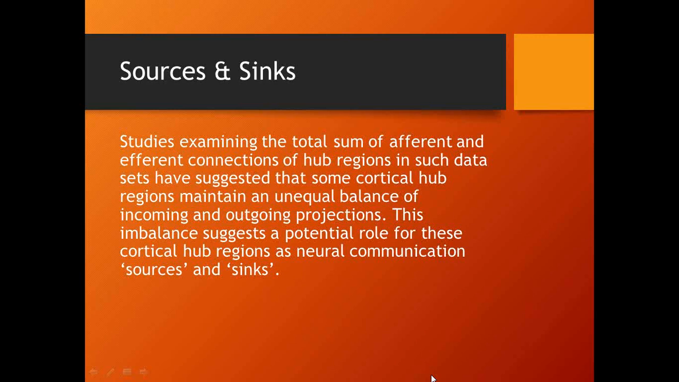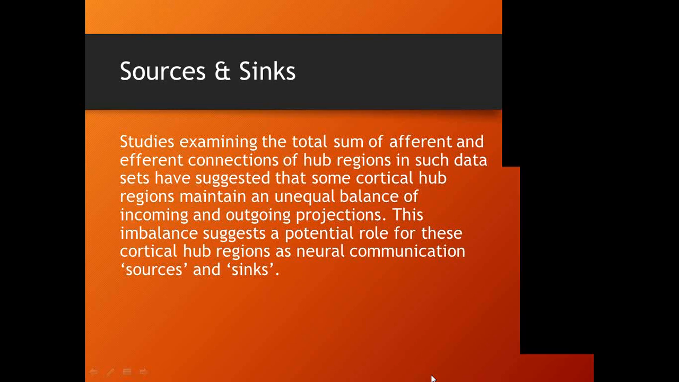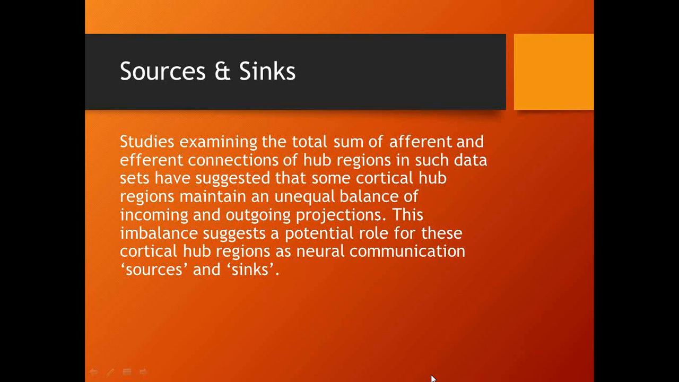suggested that some cortical hub regions maintain an unequal balance of incoming and outgoing projections. So this suggests a potential role for cortical hub regions as neural communication sources and sinks. Well, this is not just a suggestion. There are a lot of people running with this idea in neuroimaging. So a hub lights up, on your brain map or whatever, whether it's MRI, EEG, or MEG, and that area may be an area that mostly puts out information or receives information. If it's a hub that's receiving more information than putting out, it may be kind of a sink, a reactive hub.